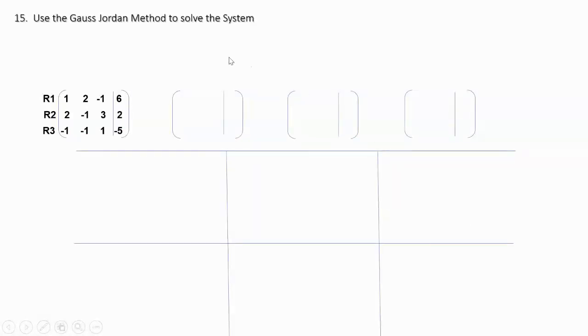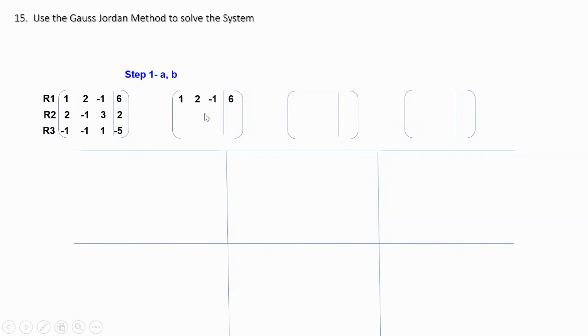Okay, let's go to number 15. Number 15 is the Gauss-Jordan method to solve systems. This method, I modified it from the original in the book. Instead of having too many matrices, I only have 3 matrices, which I'm going to use for step 1, step 2, and step 3. The objective for step 1 is that I need to make the 2 a 0 and the negative 1 a 0, which are in the second row, first column, the 2, and the third row, first column, the negative 1. I need to make those zeros.